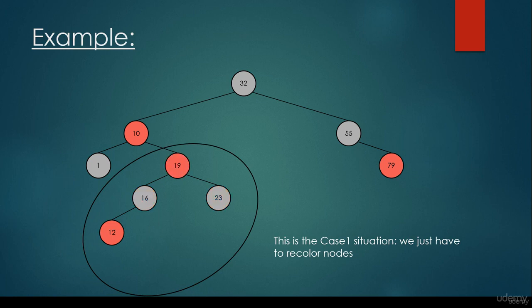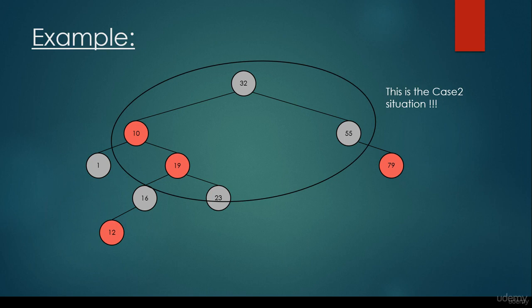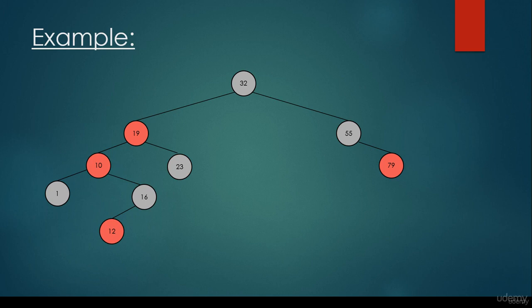And we have to check recursively whether with the help of this recoloring operation, maybe in other parts of the tree we have violated the red-black properties. And yeah, it is true because here, in this case, we have violated the red-black properties, and this is the typical case 2 situation. We just have to make a left rotation on the node 10, like this.